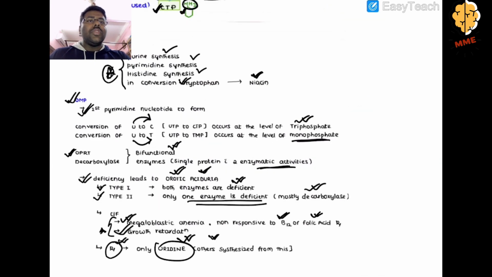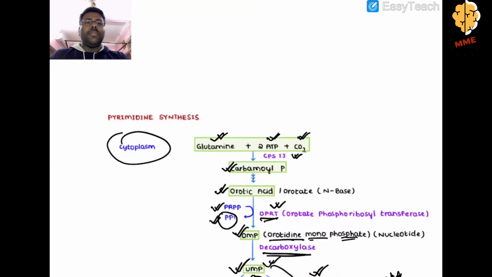So this is about the whole pyrimidine synthesis. Now I want to say, please read the whole pyrimidine synthesis, the salvage pathway and the de novo pathway, clearly from the book, and then come back to the video, and I think you will get a clear picture.